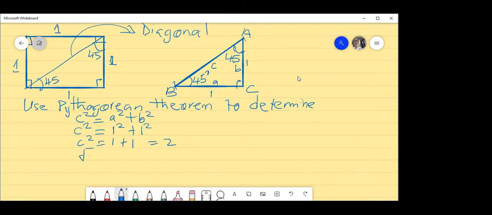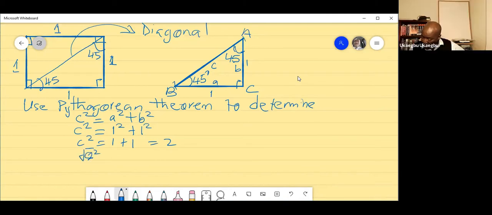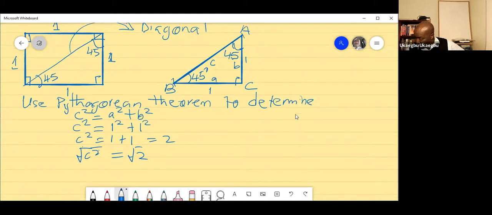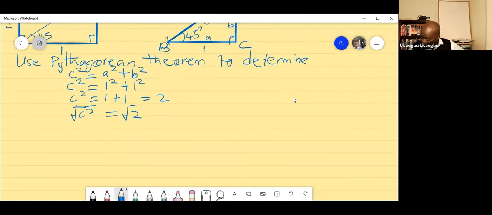So C squared, square root of C squared equal to square root of 2. So that C is what? C is equal to what? Square root of 2.